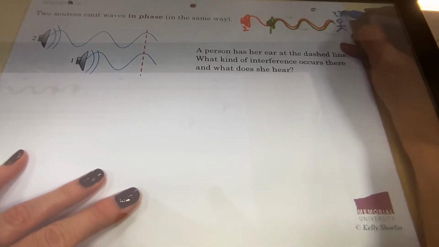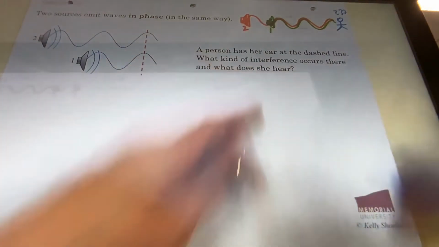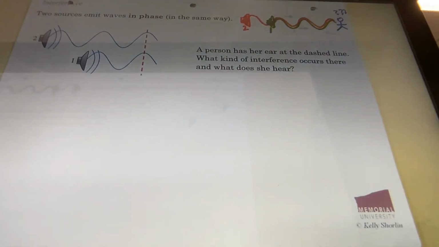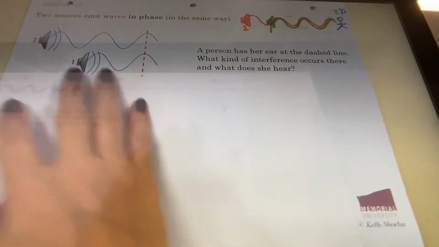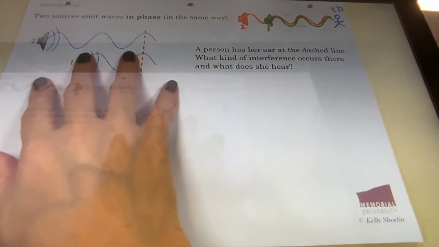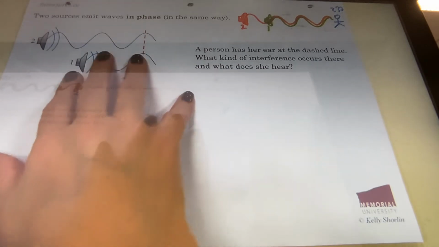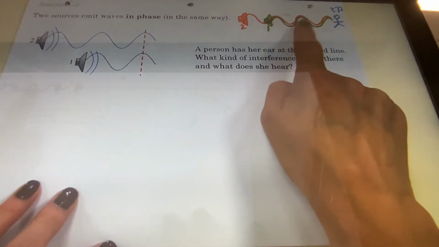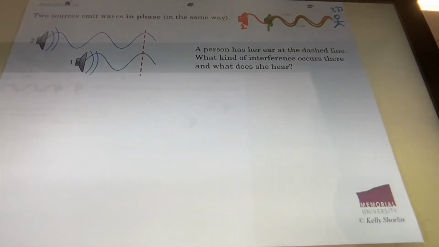So what does this person hear? Our real setup is that those speakers are in a line and the waves are on top of each other. That's going to make our pictures and diagrams difficult to draw, so just in my picture, I'm going to separate them. But really, it looks like this. Okay, so there's our setup.